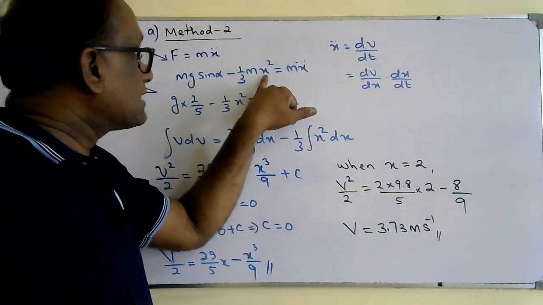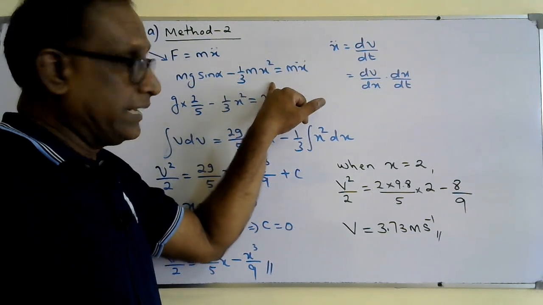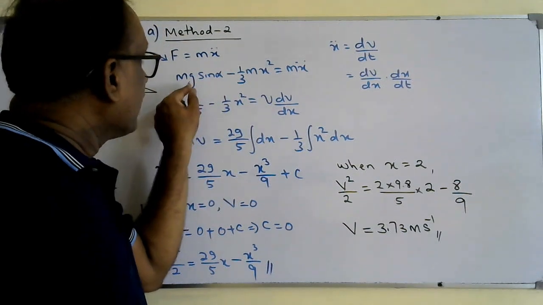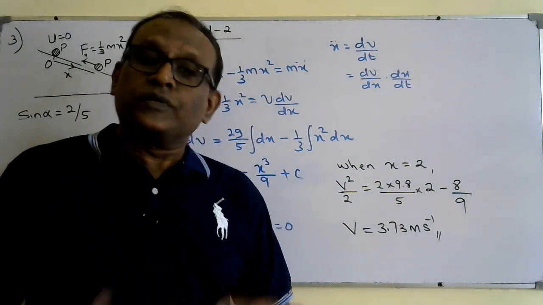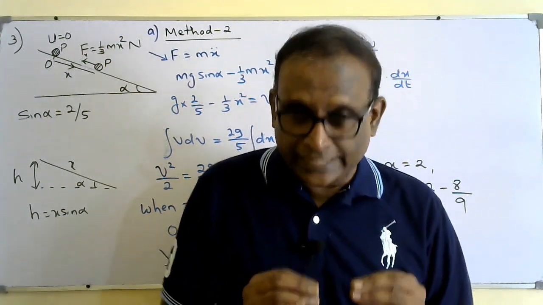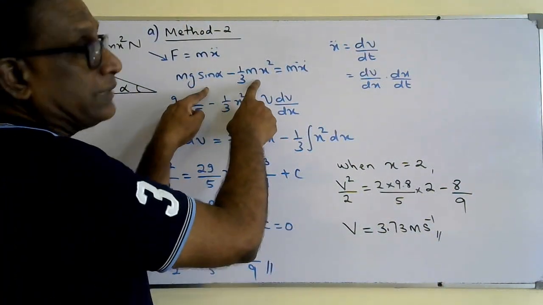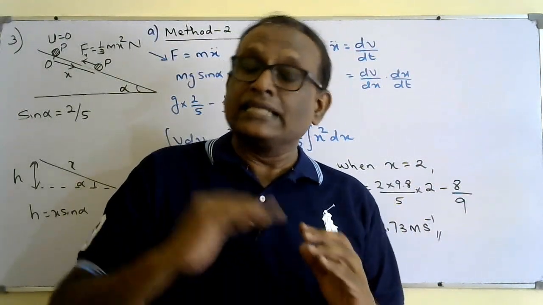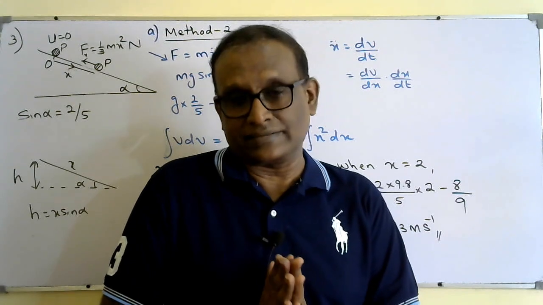X is increasing. When x increases, the opposing force increases, meaning constant minus a force that is increasing, so the resultant force will decrease. So when the resultant force changes, what happens? There will be a point at which these two forces become equal, and the resultant is 0. Until that, the particle will move. Until that, the particle will accelerate.